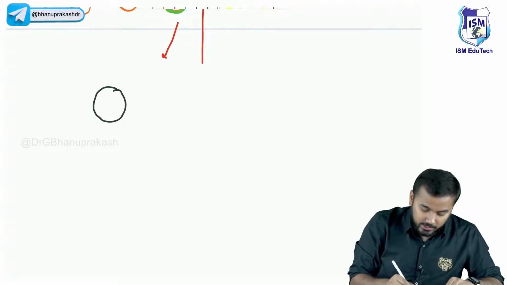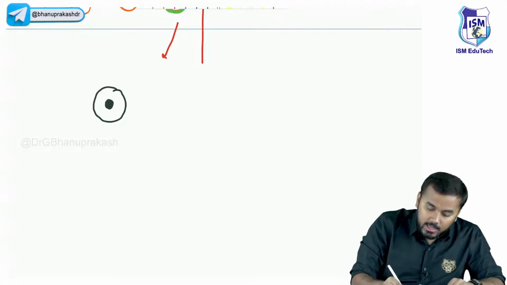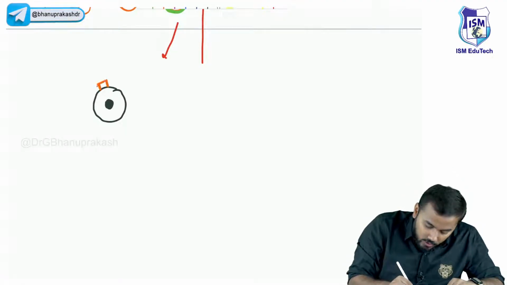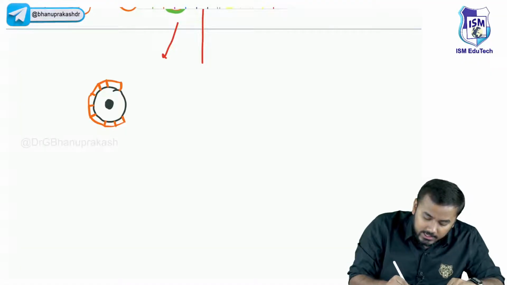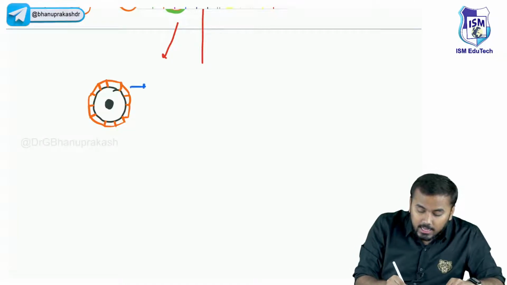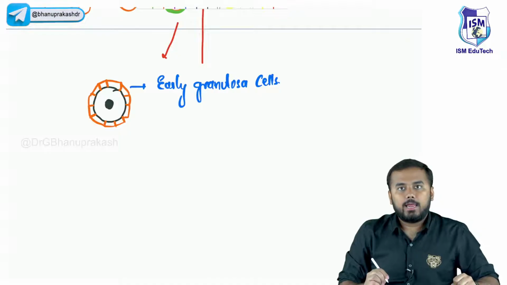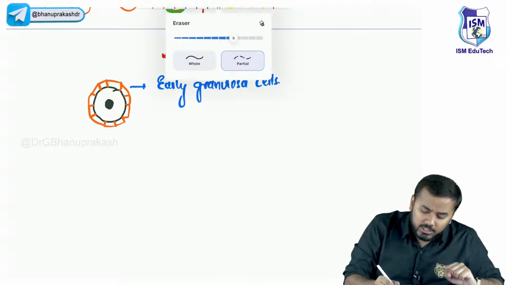This is a primary oocyte, right? So look, this nucleus in the center is the primary oocyte, and surrounding that you have a flat layer of epithelial cells. Now these flat epithelial cells are derived from where? These are derived from the ovary, right? Now these cells are called early granulosa cells.